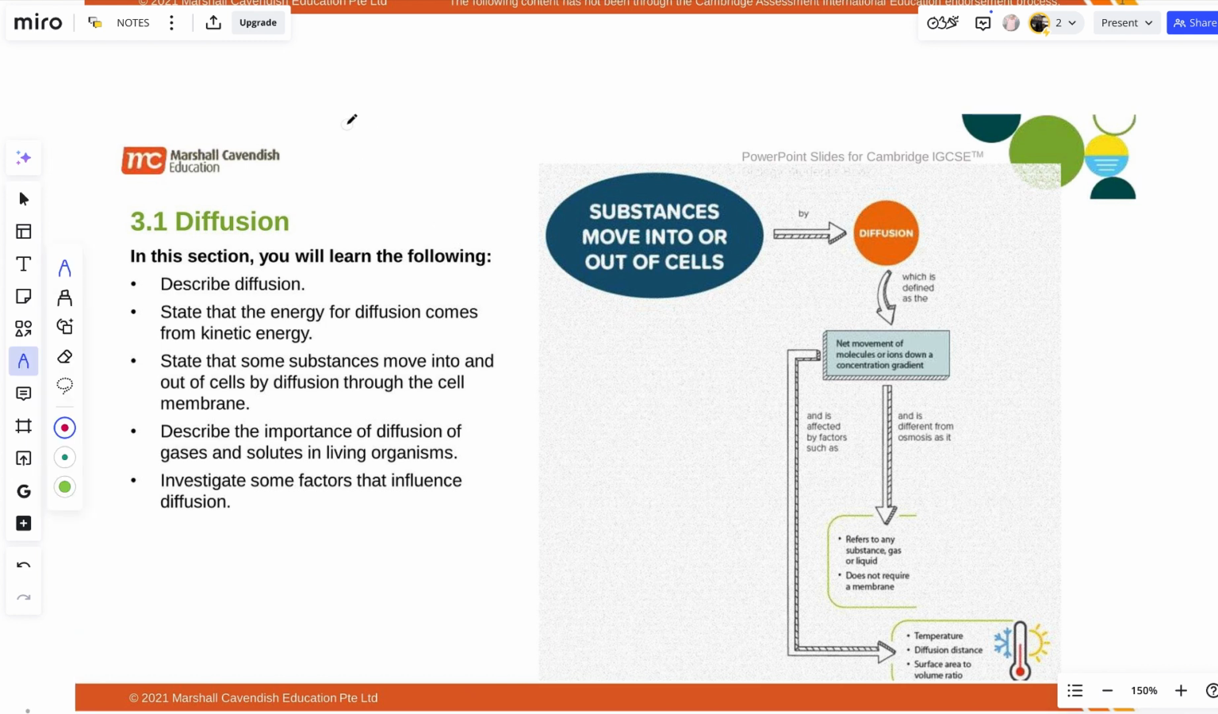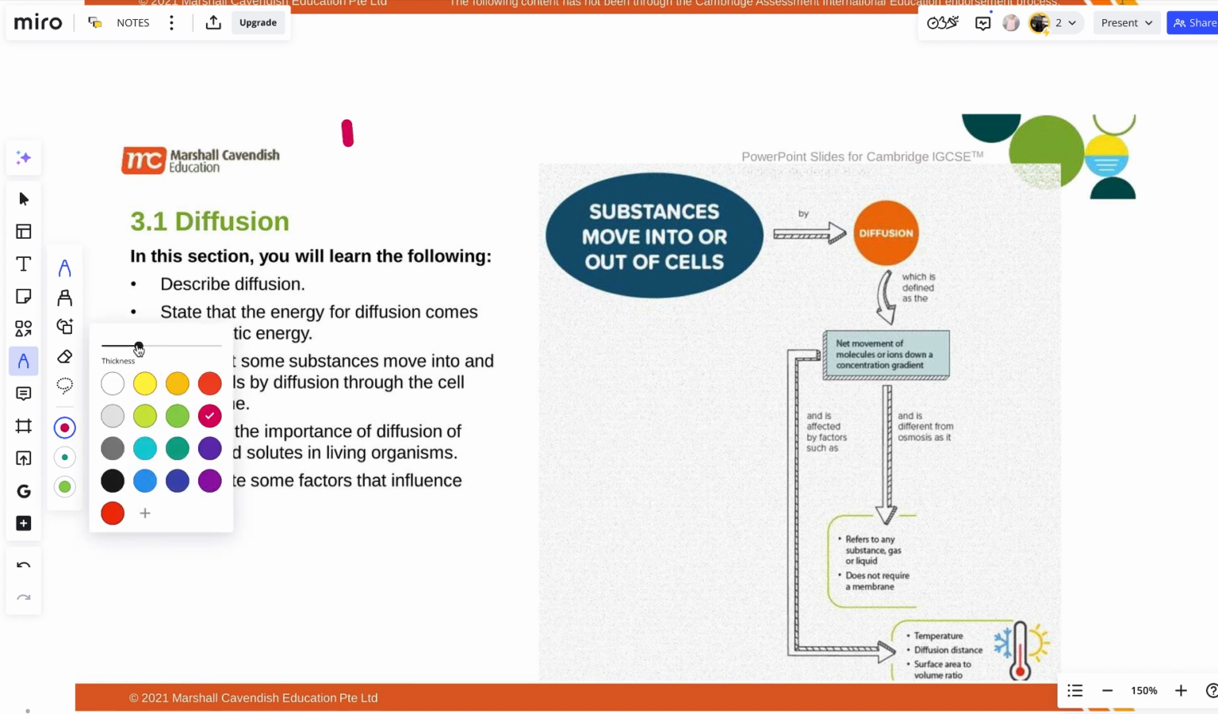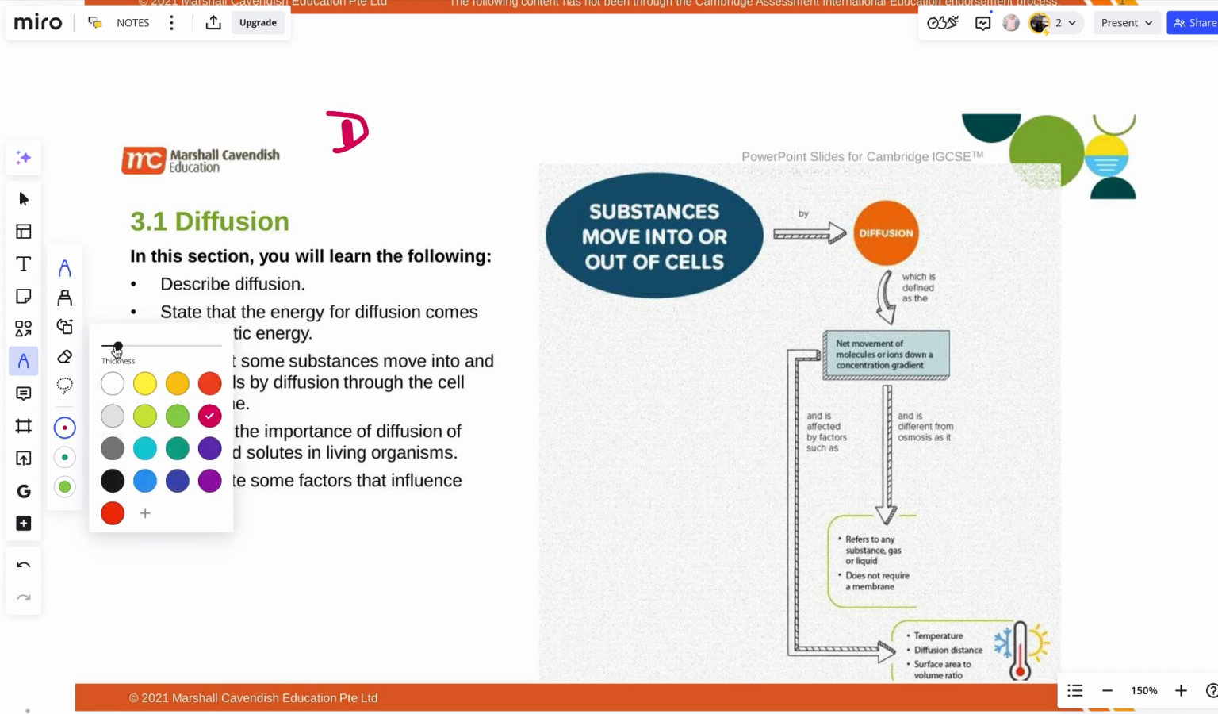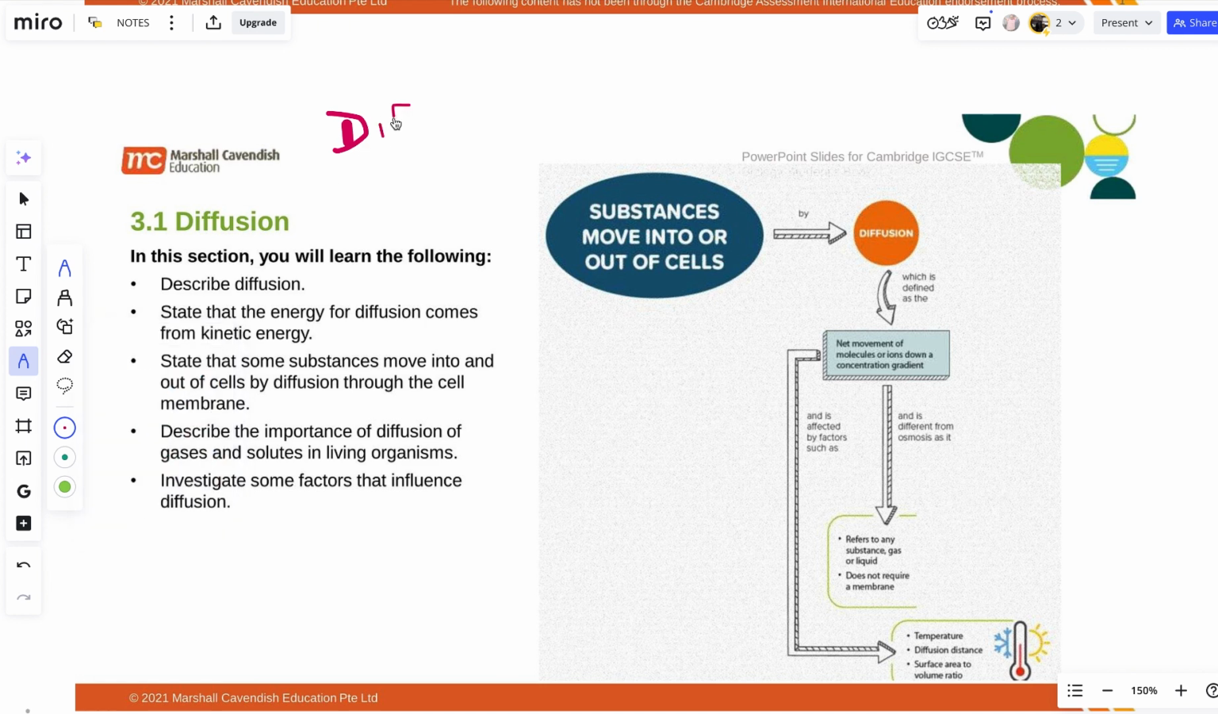So, three things we'll be looking at in this chapter. The first one will be diffusion, okay? The second one will be osmosis. And the third one will be active transport. So these three are the methods for movement of molecules from one region to another.